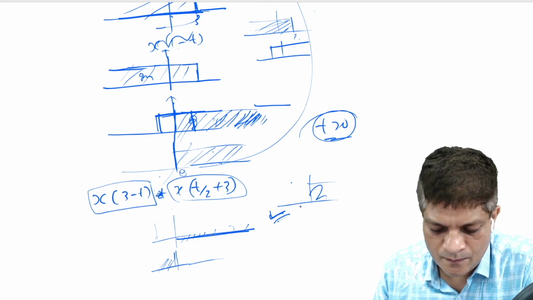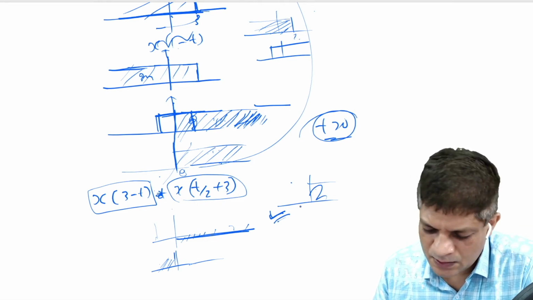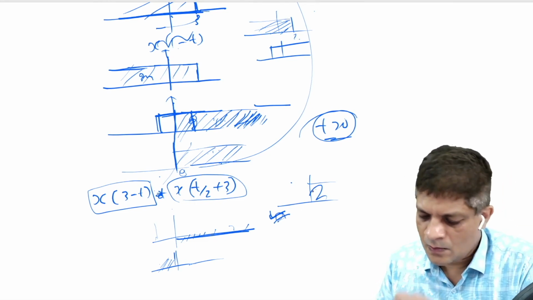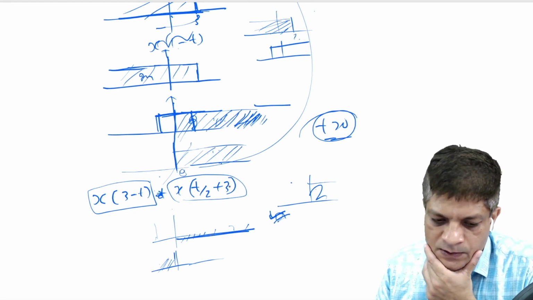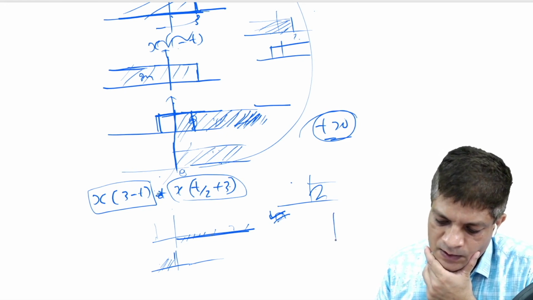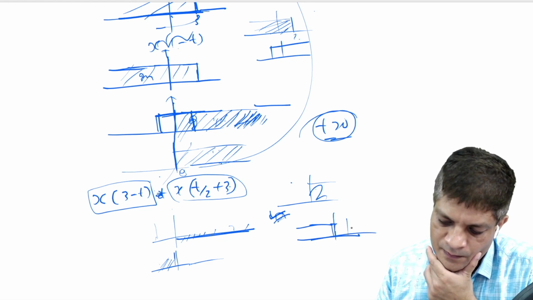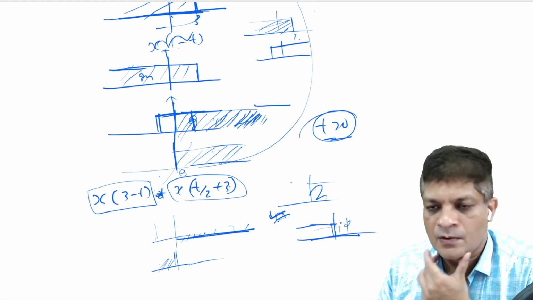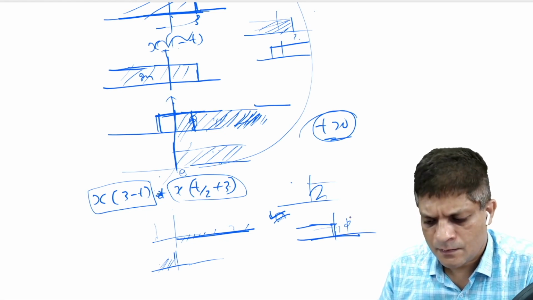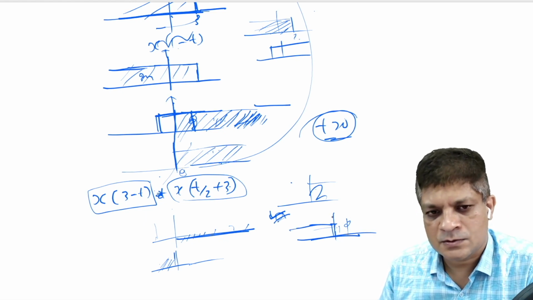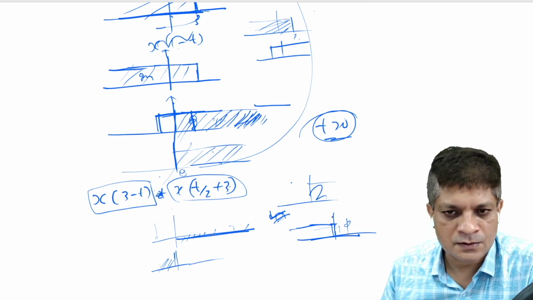For the second part, for t less than 0, it will be 0 always. For t less than 0. Yes, because t by 2 plus 3 should be less than t plus 3, isn't it? t plus 3 means yeah. For all values, it will be 0, is it? No, sir, except 0. And forget about 0 because there is a discontinuity, isn't it?